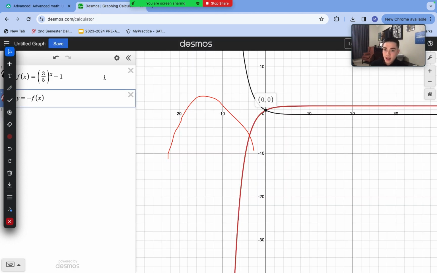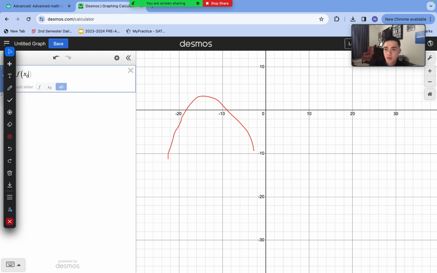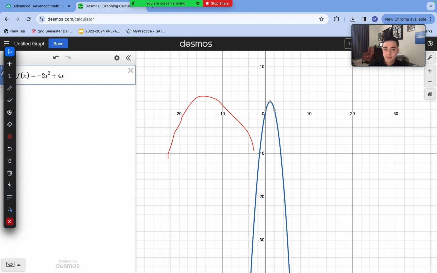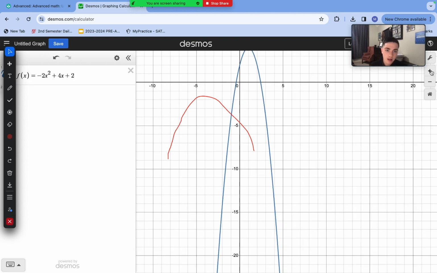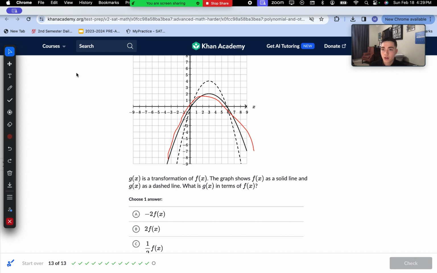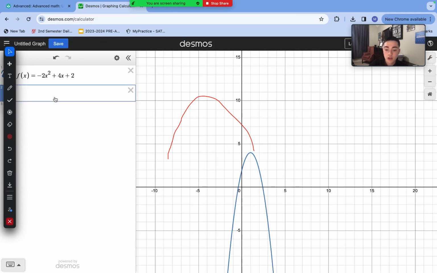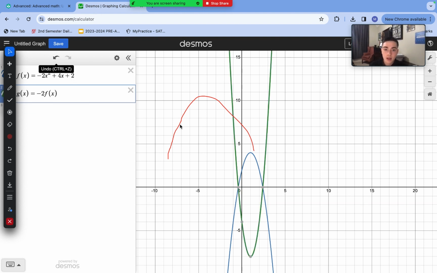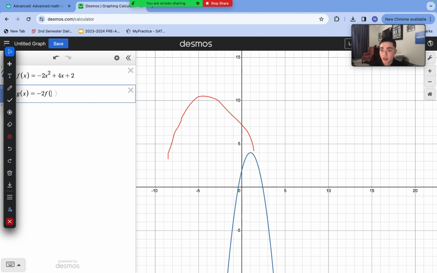So let's say in our Desmos calculator that f of x equals negative 2x squared plus 4x and then plus 2. Okay, let's say that this is f of x. It looks pretty similar. And then our g of x, let's attempt all of these transformations. It should look similar to our dashed line. So g of x equals, our first one is negative 2 f of x. We can see here that does not look like it at all, so that's not going to be correct.